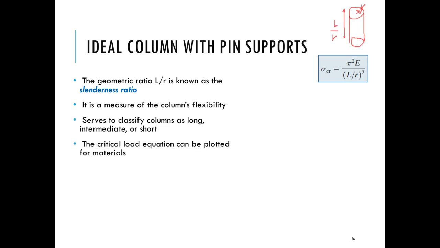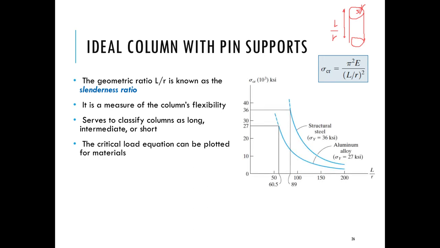So, yes, we can classify our columns using the slenderness ratio, and we can plot our sigma critical against our slenderness ratio as something like so. Now, the reason why this is important, let me point out what's happening here. So we have our critical stress plotted on the y-axis and our slenderness ratio on the x-axis being plotted for two different materials. One is aluminium and the other is steel.